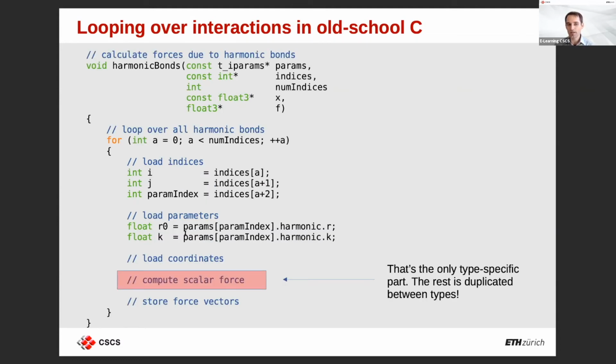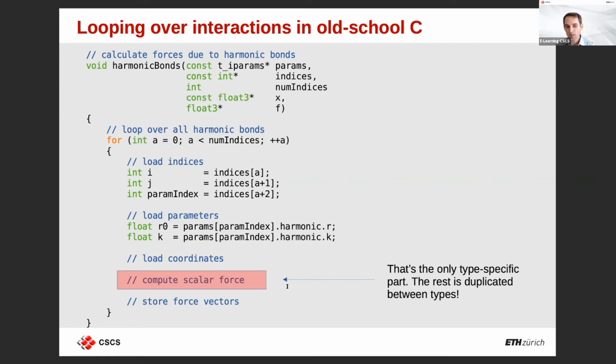And so the way that this looks in simplified terms, you need the parameters from the parameter table, the indices, the coordinates as input and forces as output. And so you make a loop over all the harmonic bonds. You look up what the indices are, look up the parameters, and then you load the coordinates, and then you can apply Hooke's law for the force, and then you store back the resulting force.